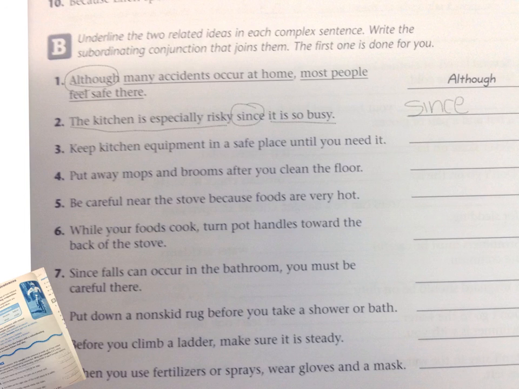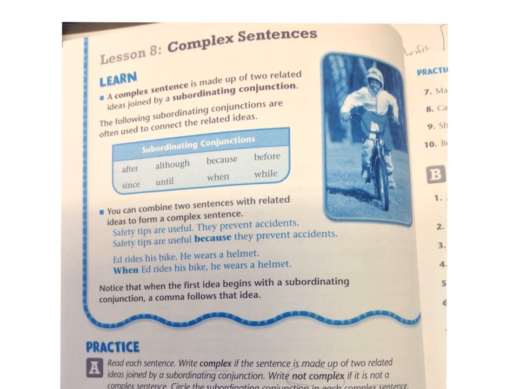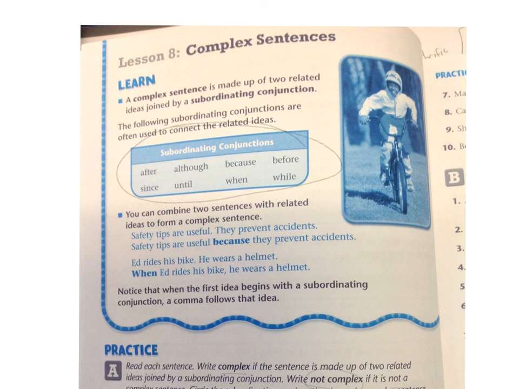Number 3, keep kitchen equipment in a safe place until you need it. Until is your subordinating conjunction, and then you have your two ideas, before and after, and then the until, of course, is on the line. Hopefully you have gotten the hang of what's needed here. Make sure that you're going back and referring to the original part here where you have the subordinating conjunctions. This part will help you in remembering what you're going to be looking for to make up that complex sentence.